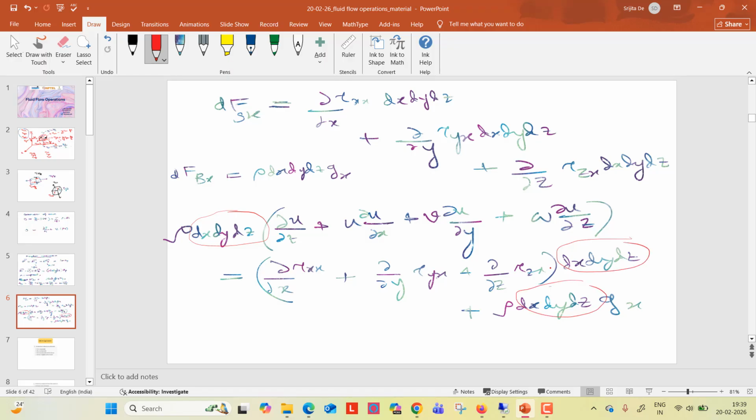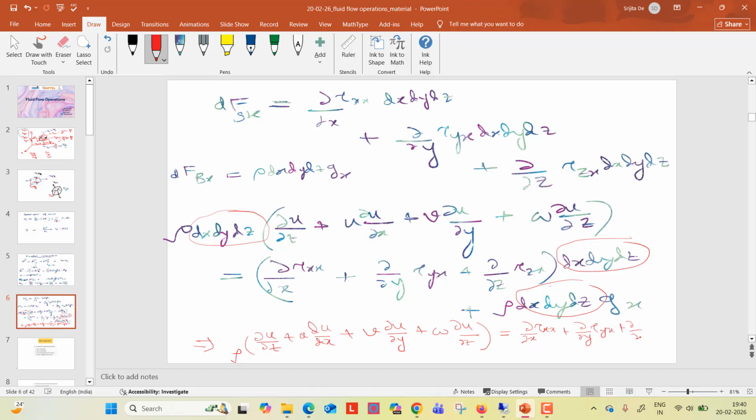And what is coming? It is coming as rho into del u del t plus u del u del x plus v del u del y plus w del u del z equals to del x of tau xx plus del y of tau yx plus del z of tau zx plus rho gx, right? This is the x directional term.